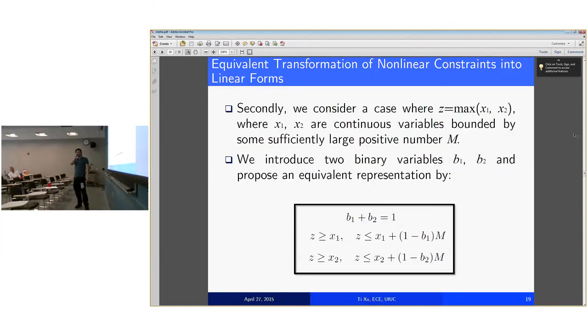Another nonlinear constraint is like the maximum of x1 and x2. We have to introduce two binary variables, b1 and b2, to make it linearized, to make it in a linear form. And we can say b1, b2 must be 1, 0 or 0, 1, and the corresponding equations here can make these three equations equivalent to the nonlinear format there. So these two equivalent transformations are enough for us to use to linearize the constraints we have.